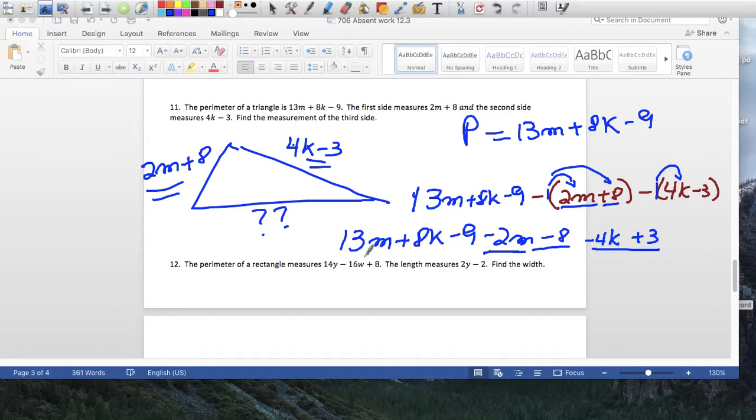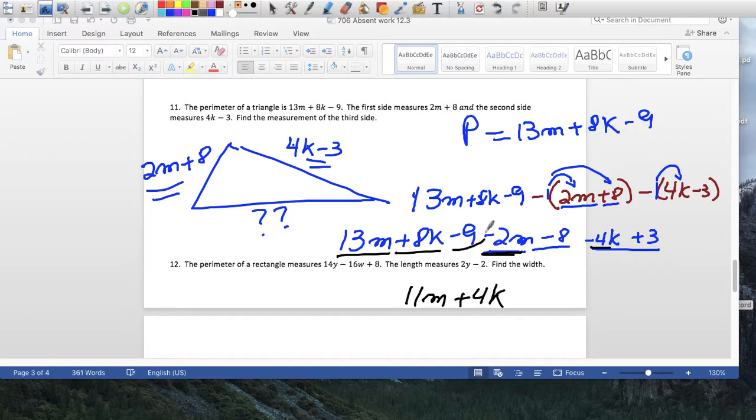Now we can combine like terms. Let's do the m's first. 13m, is there another m? Yeah, minus 2m. 13 minus 2 is 11m. K, so I have a positive 8k and a minus 4k. Positive 8k minus 4k is positive 4k.